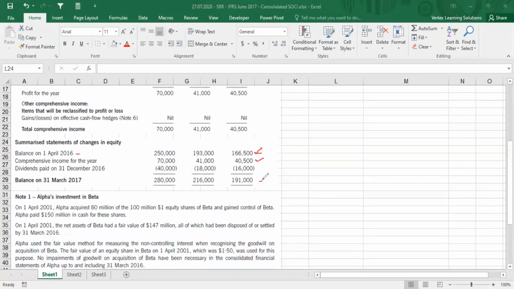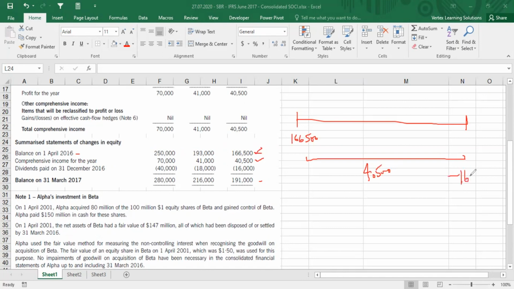So now see here, this company had a worth in the beginning of the year of 166,500. Then it made profits during the year of 40,500, and of course at the end of the year they paid out 16,000 as dividend.